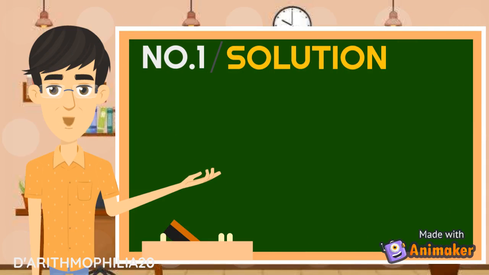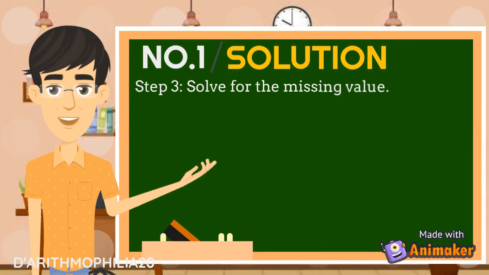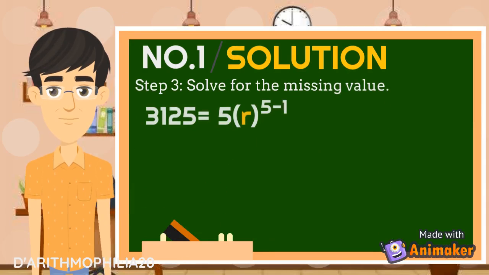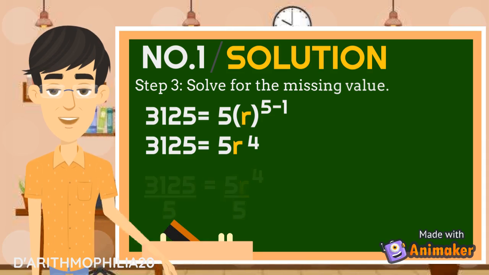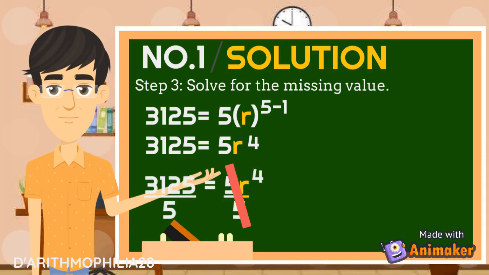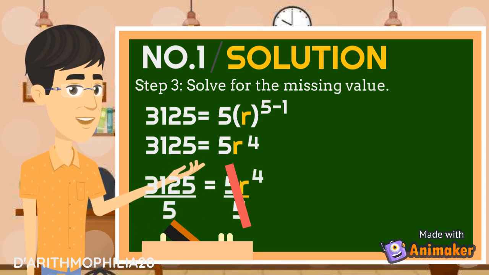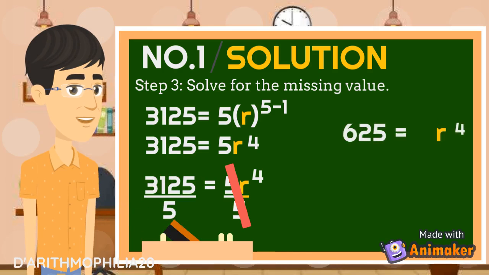For our final step, we will now be determining the missing values by solving first our common ratio. Here, we will subtract the exponents, which are 5 and 1, to yield 4, which will give us also an equation of 3125 is equal to 5r raised to 4. Next, we will divide both sides by 5. 3125 divided by 5 is equal to 625. We now have 625 equals r raised to 4.